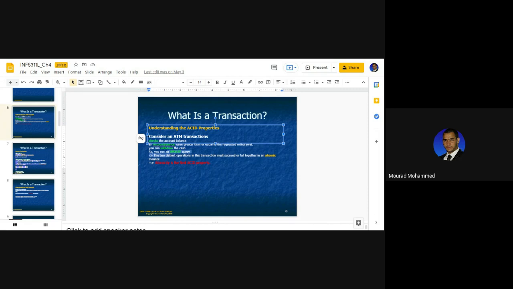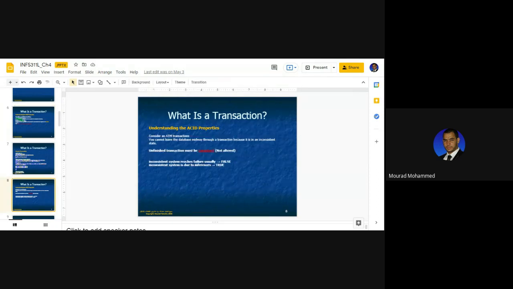When the user retrieves the money, the system has to find a way to make the updates whenever the electricity comes back or whenever the system is fixed. The update has to happen. Thus, we talk about consistency. The transaction is consistent.